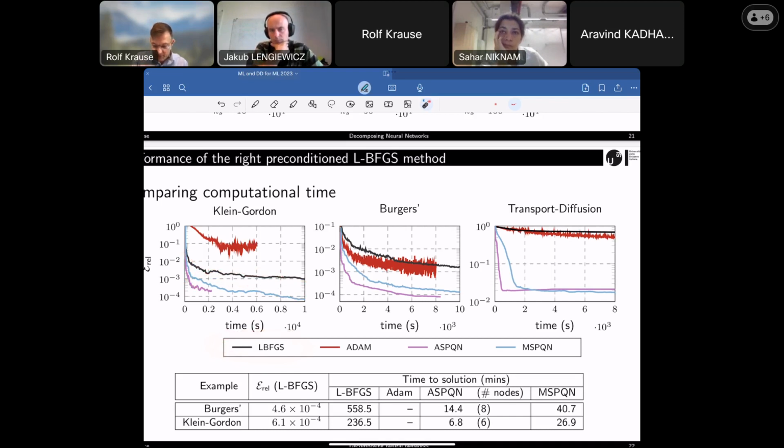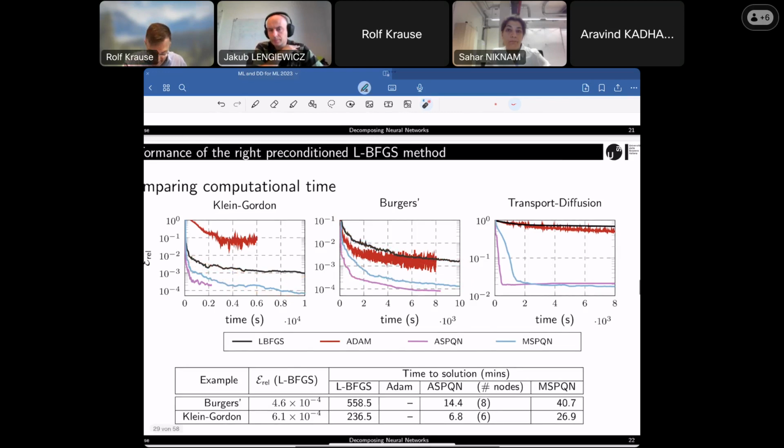So if you look here, this is ADAM, first order plus momentum. This is a global approximate second order information. And this is local approximate second order information plus decomposition. Okay, and as you can see, decomposition pays off. And the beauty is you do not have to tune so many parameters.